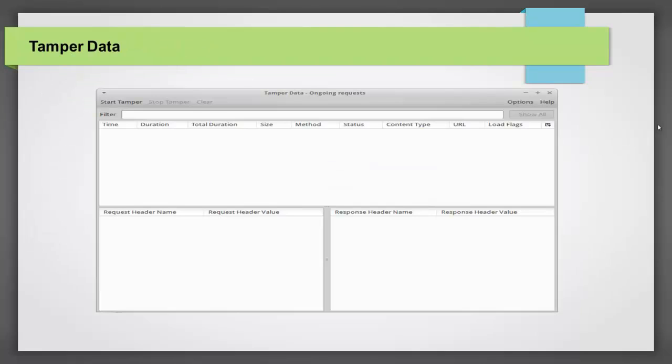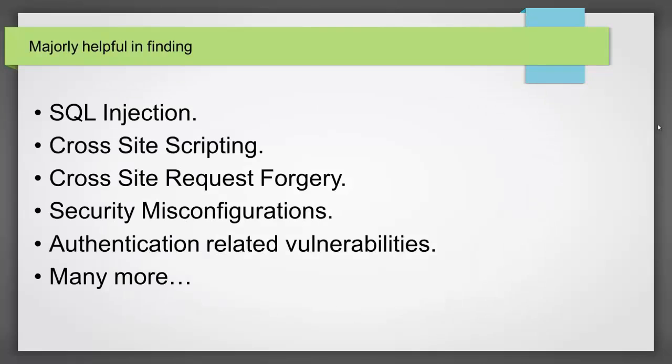This is how Tamper Data actually looks. We can see here the various different columns that are present in Tamper Data. This particular Mozilla Firefox add-on is majorly helpful in finding SQL injection, cross-site scripting, cross-site request forgery, most of the security misconfigurations, authentication related vulnerabilities, and plenty of many other vulnerabilities as well.